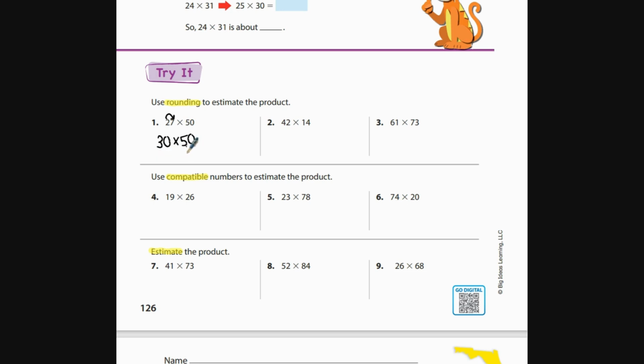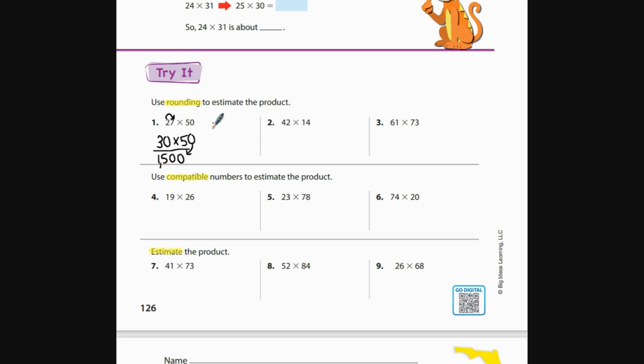And all I have to do is multiply. So I can multiply 3 times 5 and then add 2 zeros at the end. I could do 30 times 5. Let's do 30 times 5. I know that 3 times 5 is 15. And here I have a 0. So all I have to do is add this one all the way at the end.